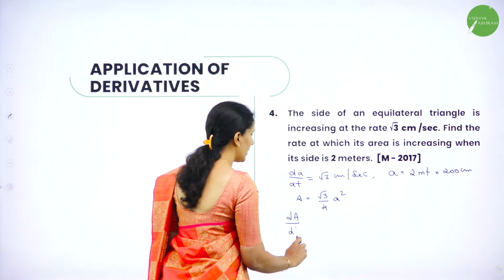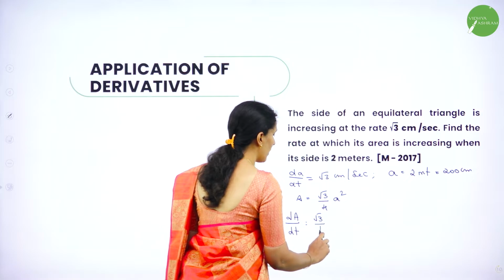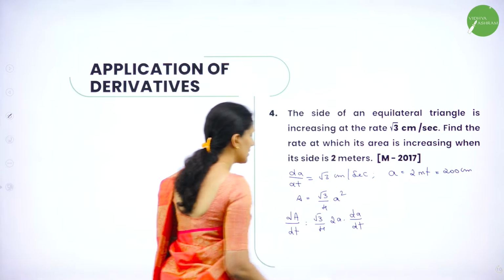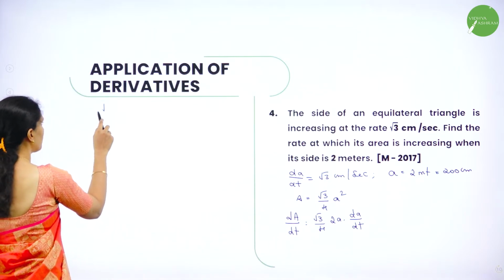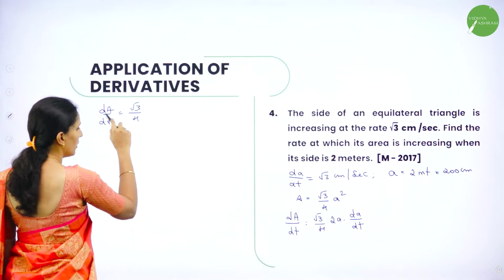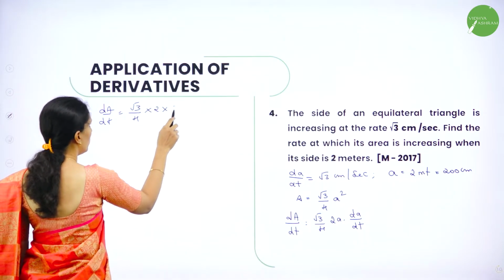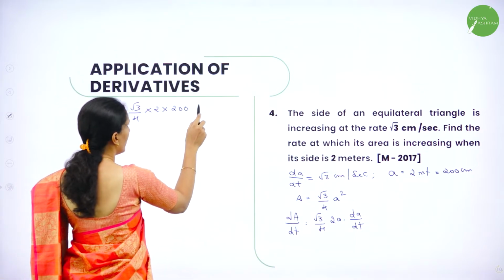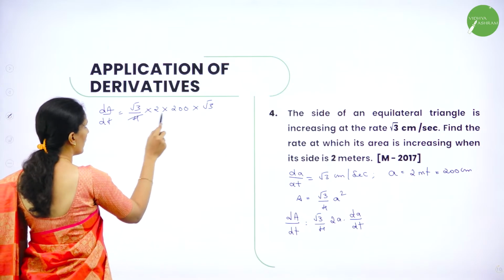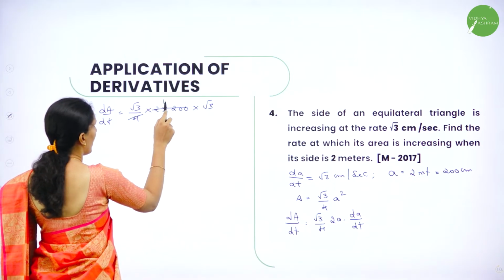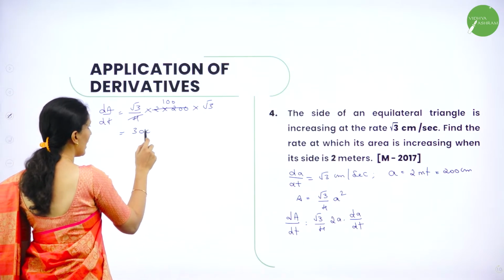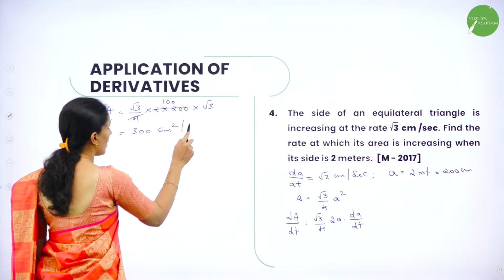We get dA by dt is equal to √3 by 4 2a into da by dt. Let us substitute the values. We have dA by dt is equal to √3 by 4 into 2 into 200. Next we have into da by dt is √3. So we can cancel here, 4 ones are 400. So √3 into √3 is 3, 3 into 100 is 300 centimeter square per second.